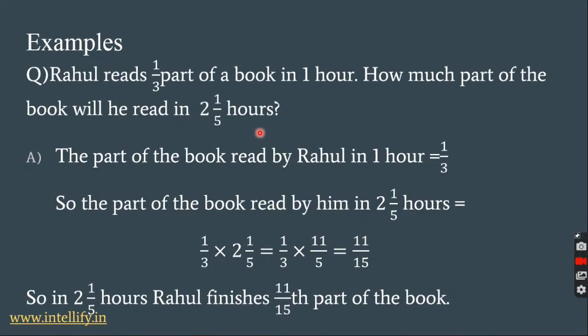So if I know the part of the book Rahul finishes in 1 hour, that is 1 by 3, then in 2 1 by 5 hours, he will finish 1 by 3 into 2 1 by 5. That is what we did. So 1 by 3 into 2 1 by 5 is equal to 1 by 3 into 11 by 5. Now let's see if we can reduce anything. So apparently we can't. So let's multiply. 11 into 1 by 3 into 5, that is 11 by 15. So in 2 1 by 5 hours, Rahul finishes 11 by 15th part of the book.